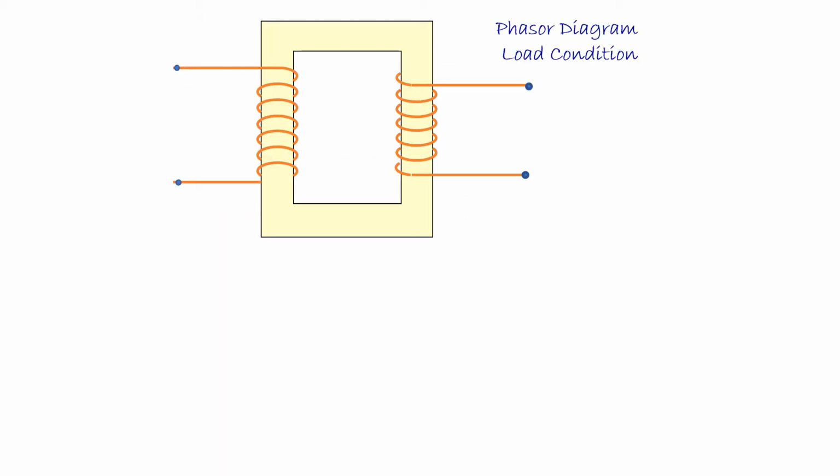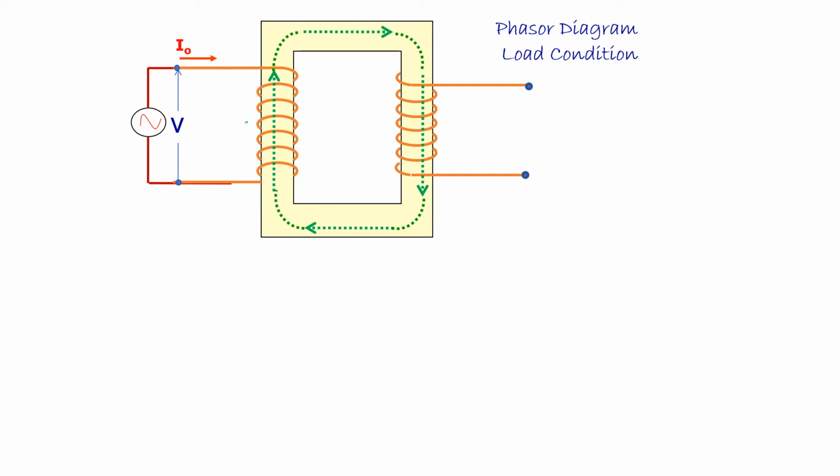We will draw the phasor diagram under loaded condition. The supply is given to the primary. The input current is the no load current I0 because the secondary is not connected to the load. This I0 will produce flux in the direction shown, and the flux passes throughout the core. E1 and E2 are the EMFs in the primary and secondary.